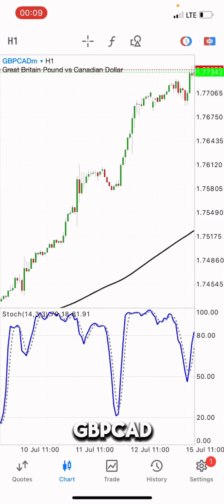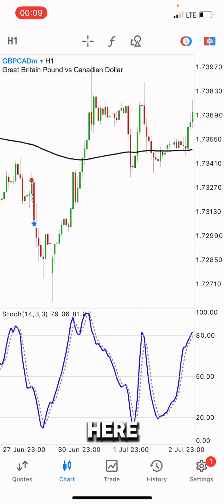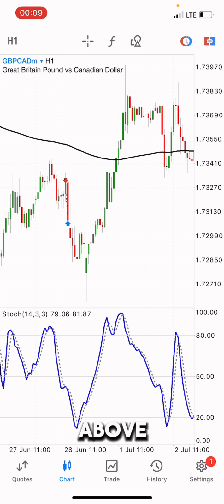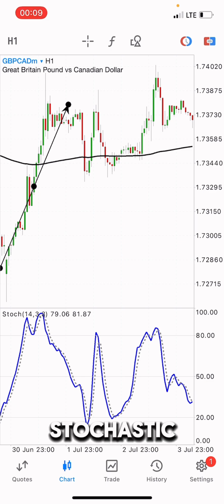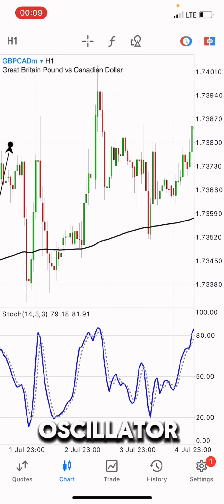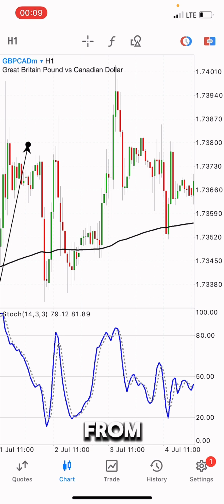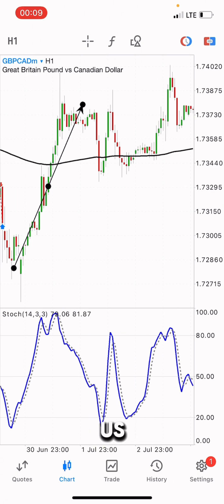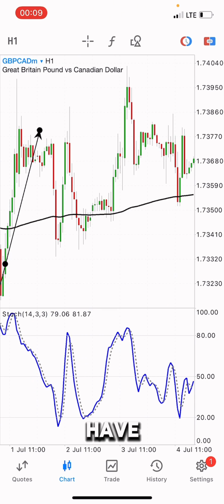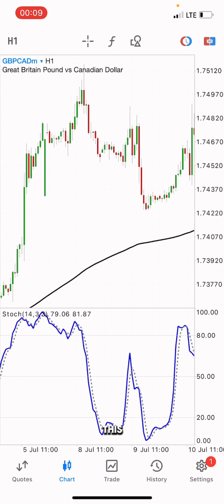So in GBP/CAD, we are looking for a place that price crossed above or below the moving average. Right here we can see that price moved above the moving average after coming from a downtrend. What happened next? We were looking at our stochastic oscillator for a divergence, a place where the market diverged from what the price on the chart was showing us. And if you look very well at this chart, we didn't have a divergence in this area yet until we got to this area.